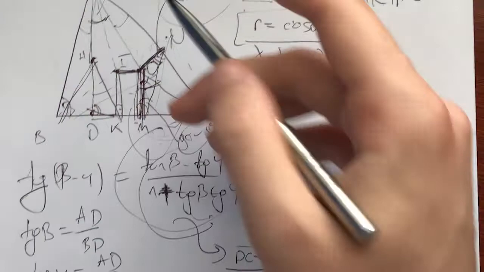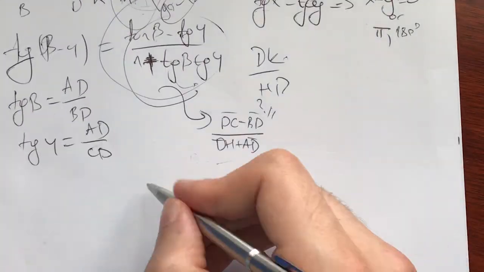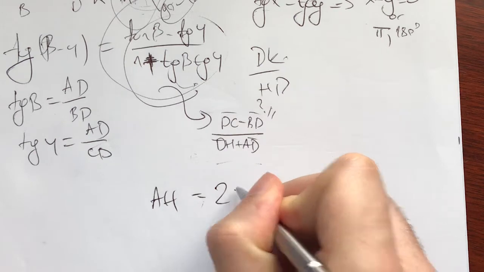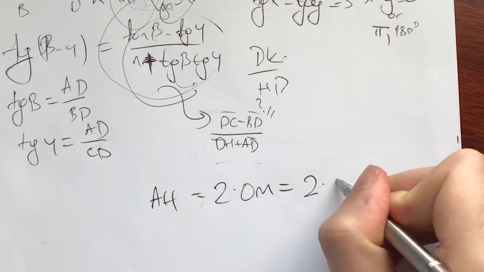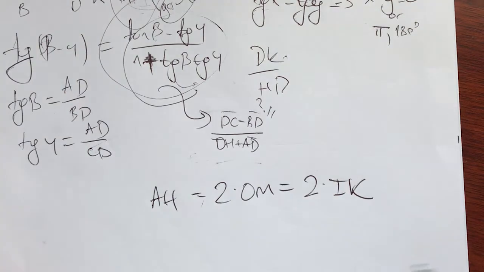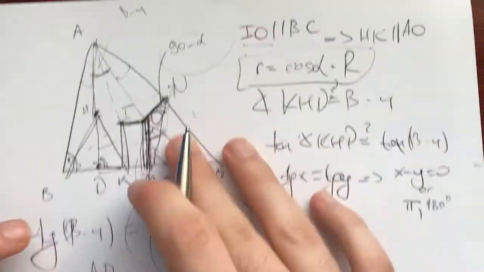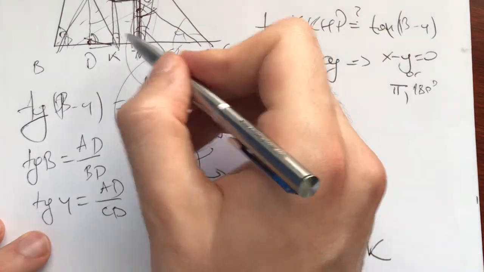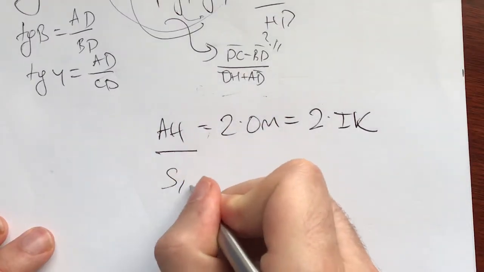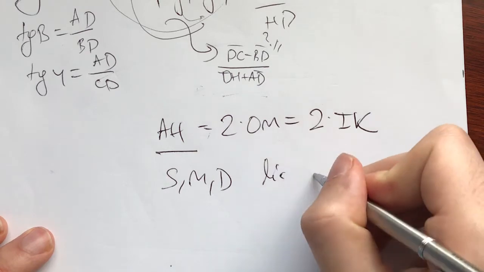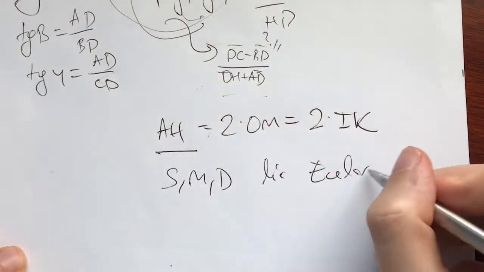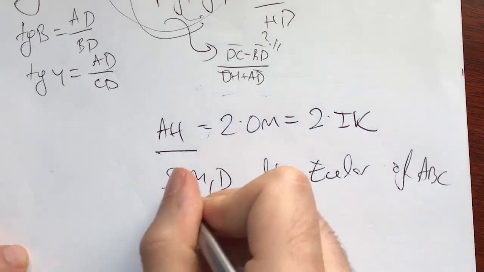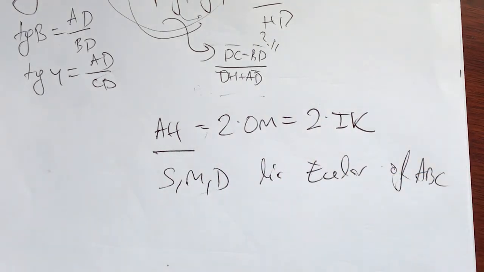So that makes me look at this whole problem and think to myself, wait, I have AH is equal to 2 times OM and is also 2 times IK. Maybe there's a way for me to use this. And I also know the fact that the midpoint of AH, if that midpoint is say S, then S, M, D lie on the Euler circle of ABC. And that might be interesting as well. So these are some of the facts that I am using in trying to solve this problem.